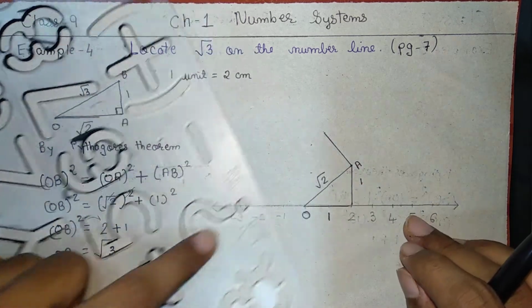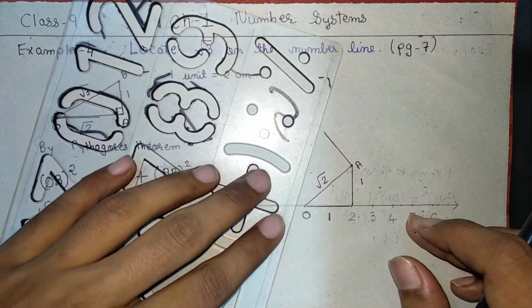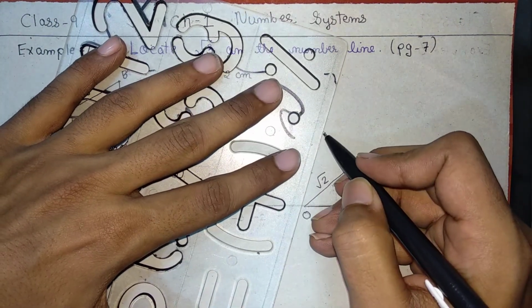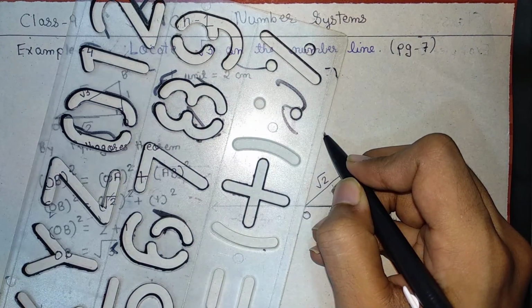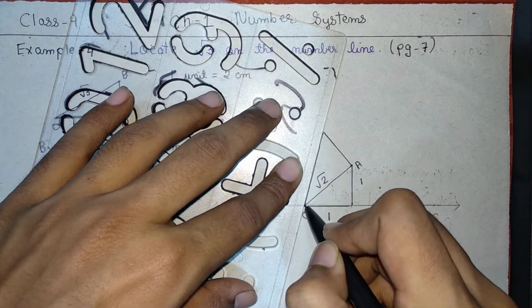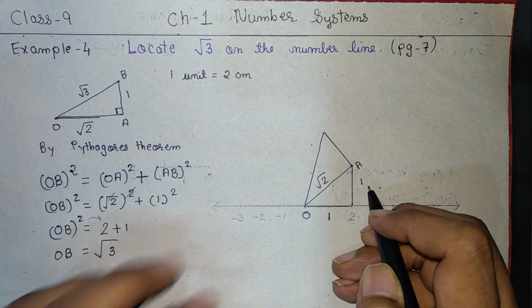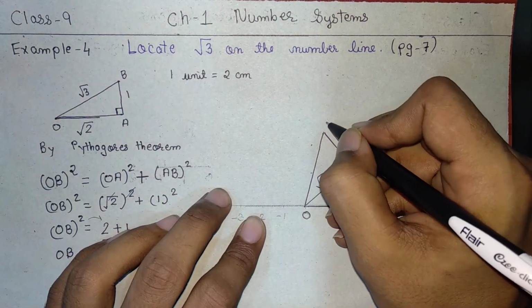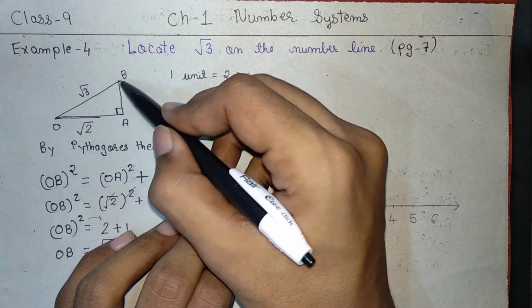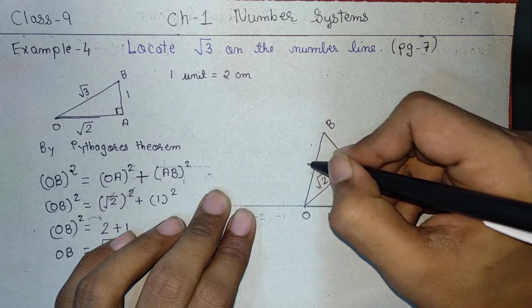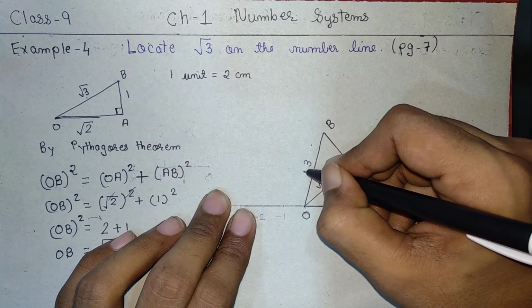So this is again 1 unit, and now we are going to connect this point with O. So that is our point B. And this OB is root 3.